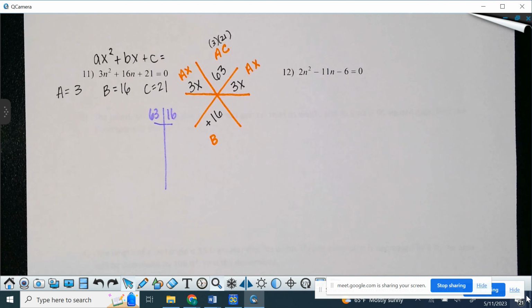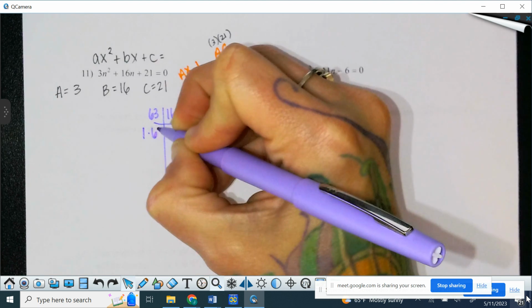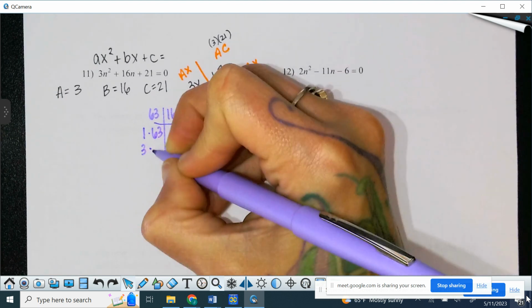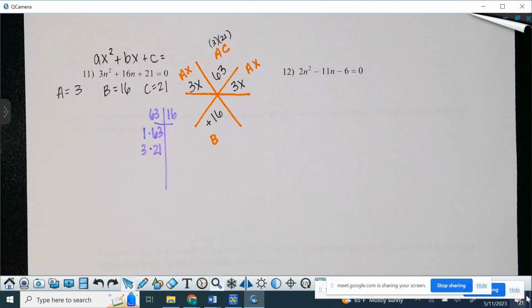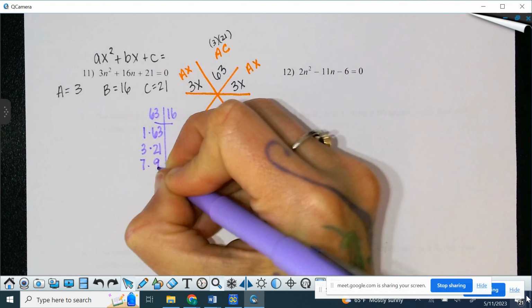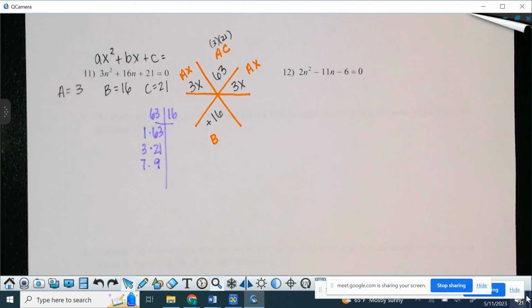21 and 3 is one of them. So we'll do 1 and 63. There's not a 2, then 3 and 21. If I added 21 and 3 together, that'll give me 24. If I subtract them, that'll give me 18. So we're getting close. And then we have 7 and 9. And then the next one's going to be 9 and 7. So we've got our list.